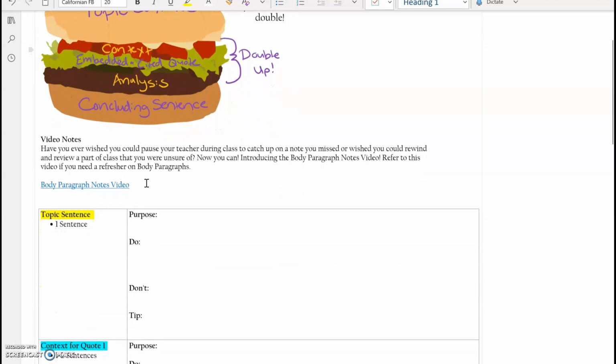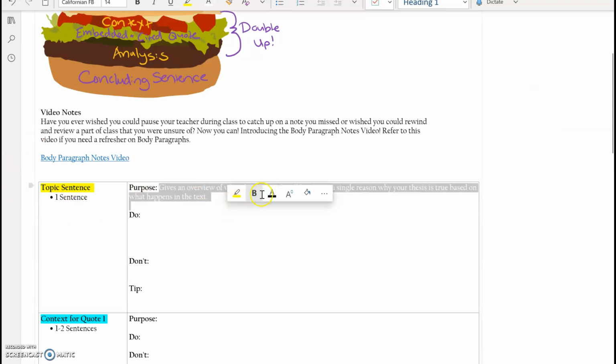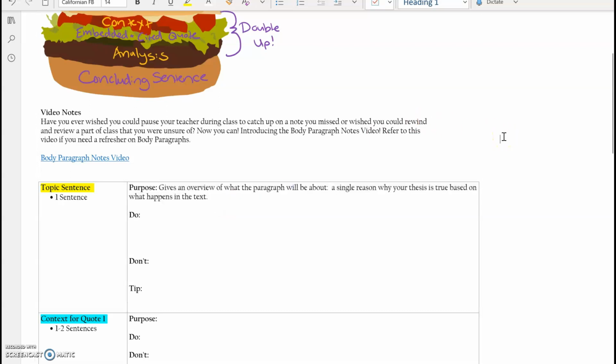If you scroll down to our note-taking chart, we're going to talk about each component. Your topic sentence is going to be a single sentence. The purpose of this topic sentence is to give an overview of what the paragraph will be about. The thing to keep in mind here is you really want to focus on a single reason why your thesis is true based on what happens in the text. It's a really good idea to think about a moment in the plot that helps to prove the point of your thesis statement, and to look for your quotations and base your body paragraph around that. But you want to keep it idea-based. You want to ask yourself, why or how does this prove my thesis true?